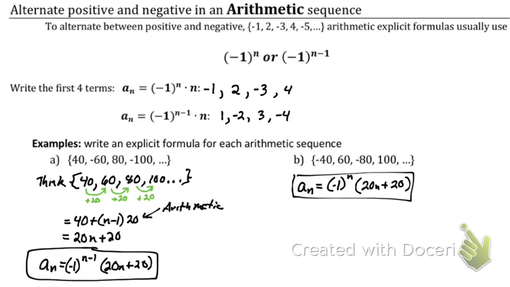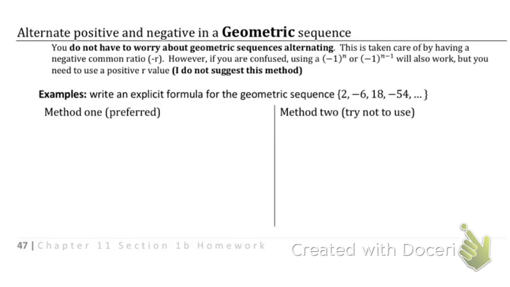If it's geometric, don't worry about it. If you worry about doing this with the geometric, your problem is going to be more complicated. I'll show you both cases, but you should only do one thing. For geometric, you should not worry about alternating between positive and negative. In a geometric sequence, it's already taken care of.